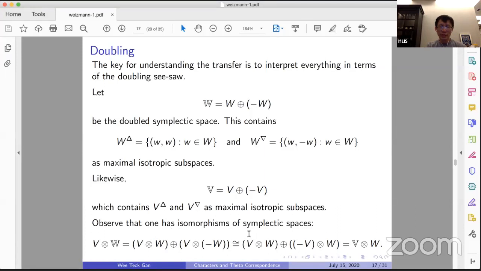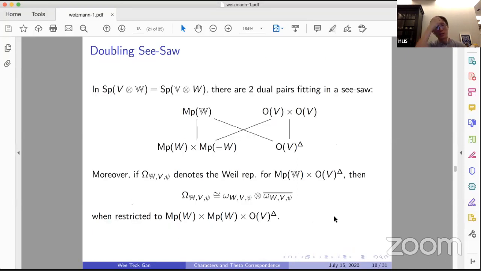Also observe that you can take this V tensor the doubled W. It is actually the same as doubled V tensor W. Because from this first equality, I just put in the definition of doubled W. I know the doubled space is just W plus minus W, right? So I put it in, and from here to here, I can move this minus sign to the other side, so to speak, and then I get that. So that's doubling.